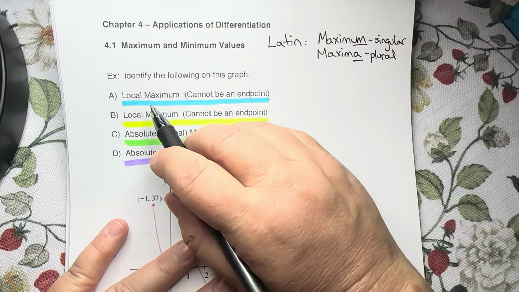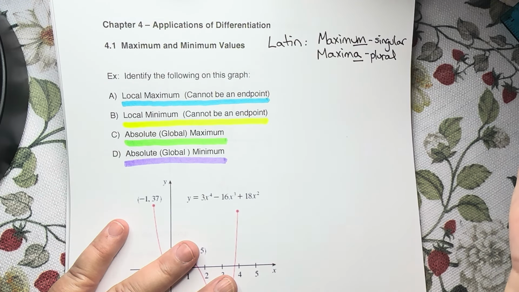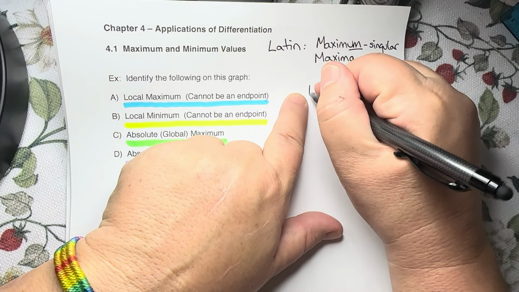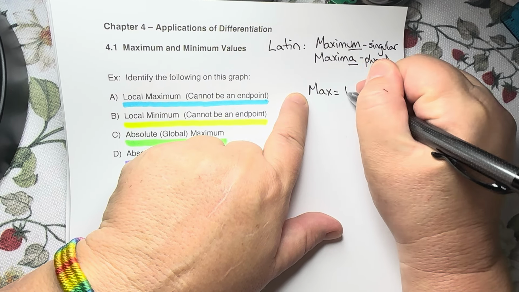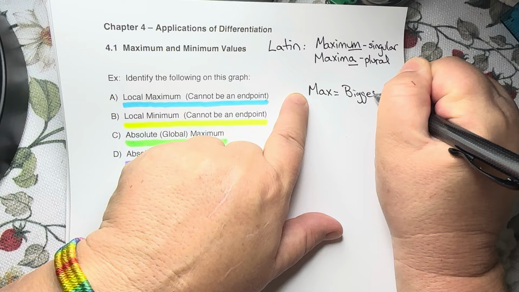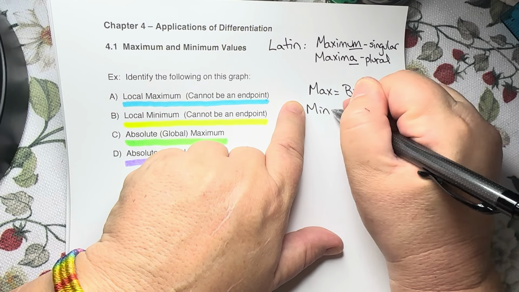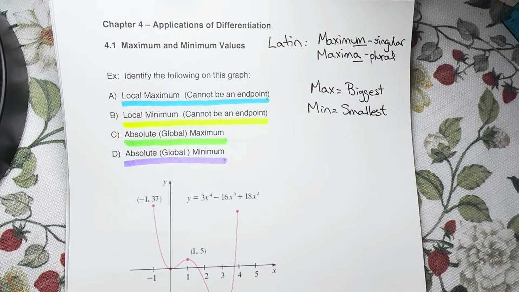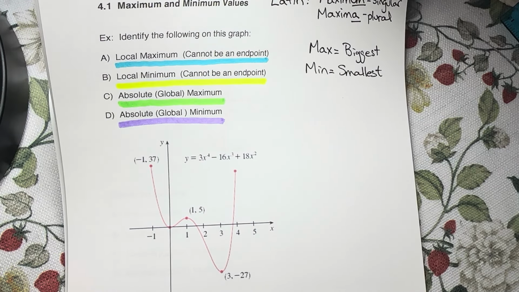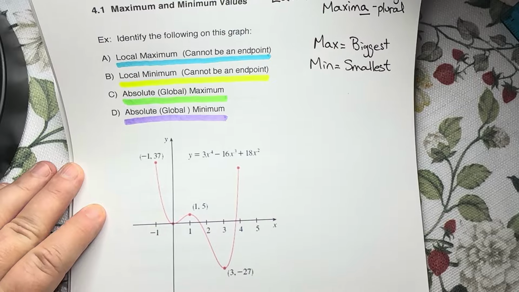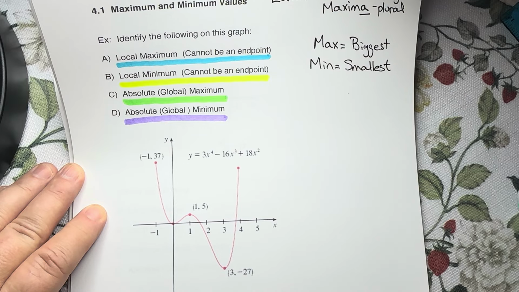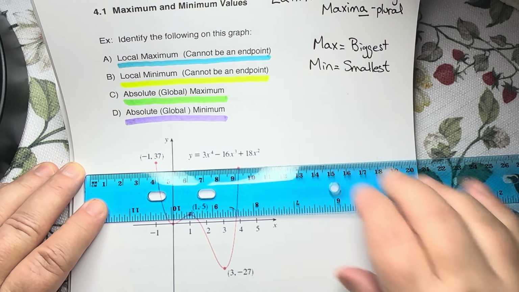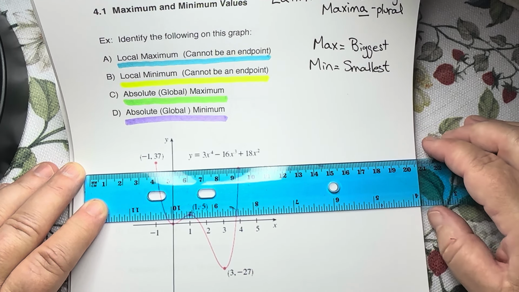So a maximum is the biggest, right? And the minimum is the smallest. So max is big, and a min is smallest. Now, there are 2 ways you can be big or small. So let's take a look at this graph. So if I look at the whole graph, and you might need to use a ruler for some of these graphs because it's not obvious, but I stole this one from the book.